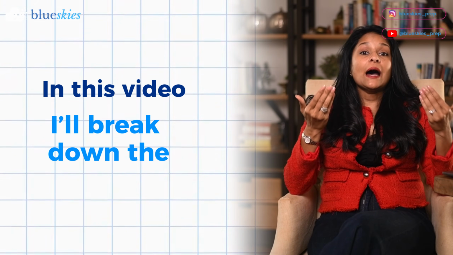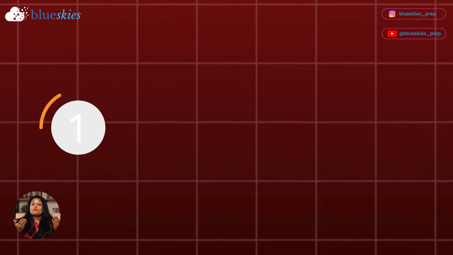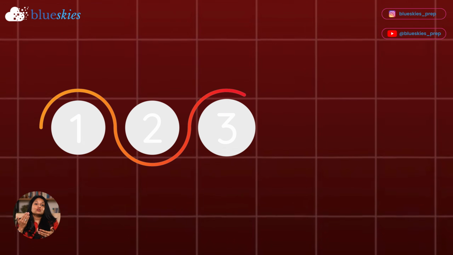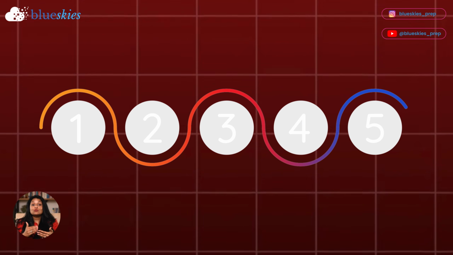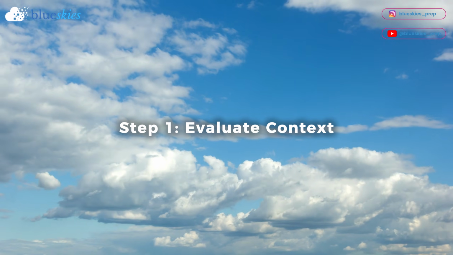So we're gonna flip the lens in this. In this video, I'm gonna break down the 5 steps for the Ivy League admissions and show you exactly where most students are getting eliminated. Step 1 is the context.